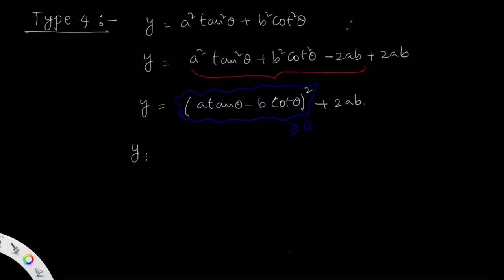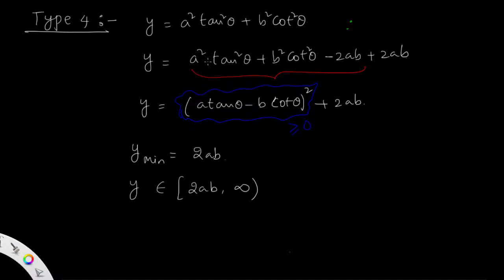Then the minimum of y is when this value is 0, plus 2ab. So the minimum value is 2ab. If the square is 0, you put 0 plus 2ab. Therefore the minimum y value is 0 plus 2ab. Now for the maximum value, y belongs to starting from 2ab and going to infinity. So the range of the function a square tan square theta plus b square cot square theta is always 2ab comma infinity.